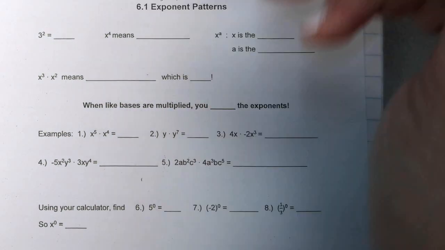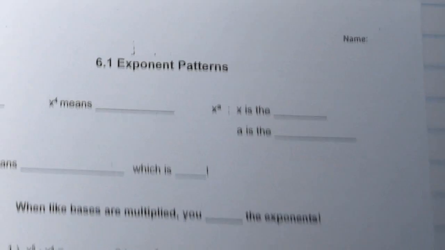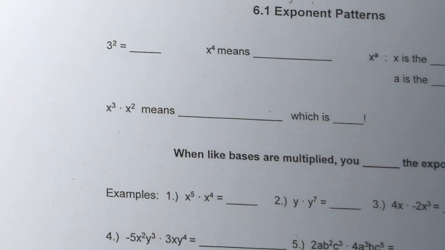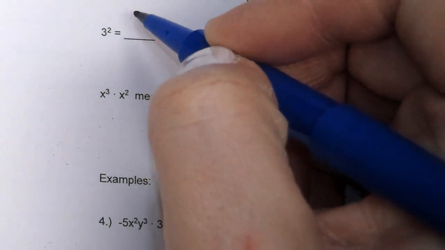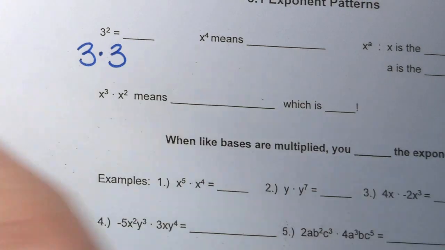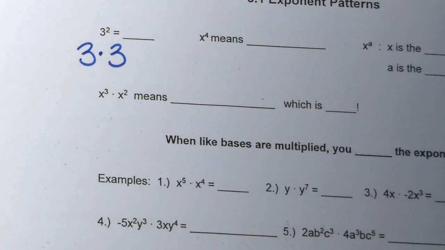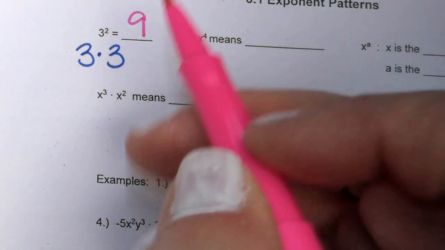So when you see, I'm going to zoom in here, when you see this, 3 to the second, okay? What that means is 3 times 3, right? That's 3 times 3. And we know 3 times 3 is, hope you're telling yourself right now, it is 9, yes. So you should know 3 to the second power means 3 times 3.